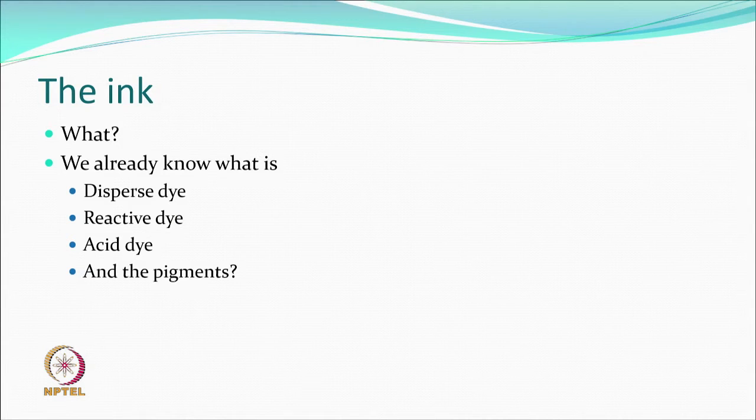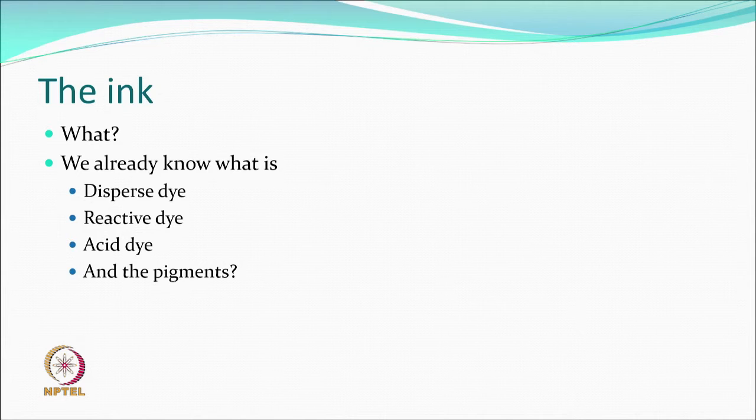So, the ink. What do you want to know about the ink? We already know that we need these 4 types of inks for printing. We know what kind of substrates they can be printed on. For example, disperse dye is very suitable on polyester. Of course, other synthetic fibers can also be printed.